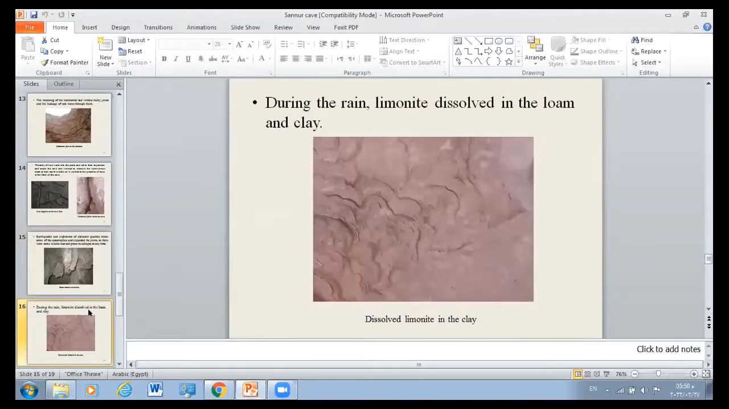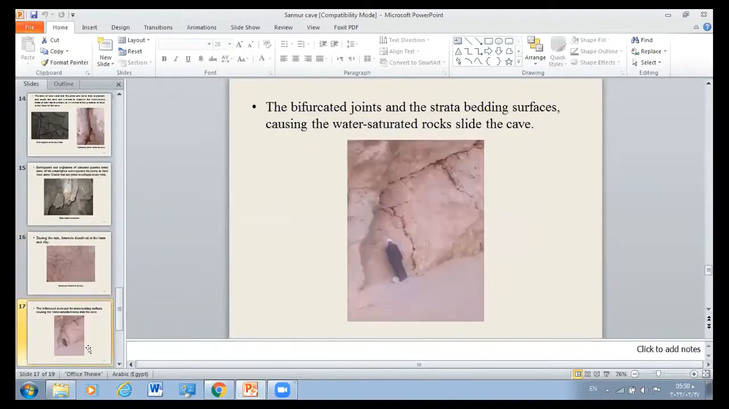During the rain, limestone dissolved in the lemon and clay, and the researcher did the same on it, dissolving limestone in the clay. The broken joints and the strata bedding surfaces cause water to seep into the rocks inside the cave. Like here, this is our guide in the cave.